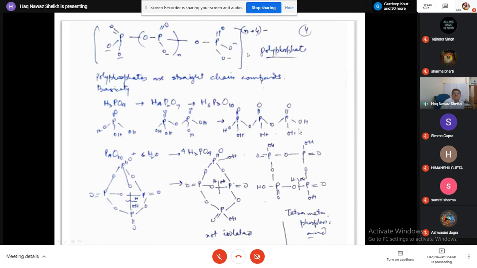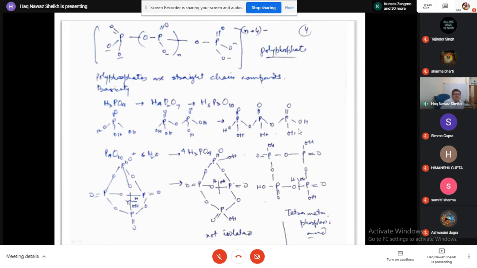Their basicity will be n plus 2, H(n+2)PnO(3n+1). Say this is the dimer, which is what we know as pyrophosphate. Then it is the trimer, then we can have the tetramer, and so on and so forth. So this is the dimer, this is the tetramer, and you can go on and on. Now the sequence, how this phosphate condensation happens.